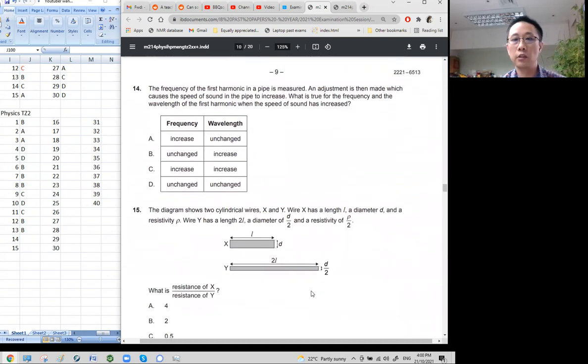Question 14, the frequency of the first harmonic in the pipe is measured. An adjustment is then made that causes the speed of sound in the pipe to increase. What's true for the frequency and the wavelength of the first harmonic if you increase the speed of sound? Well, the first harmonic wavelength depends only on the dimension of the pipe, which is unchanged. If you double the speed without changing the wavelength, you double the frequency, because speed equals frequency times wavelength.